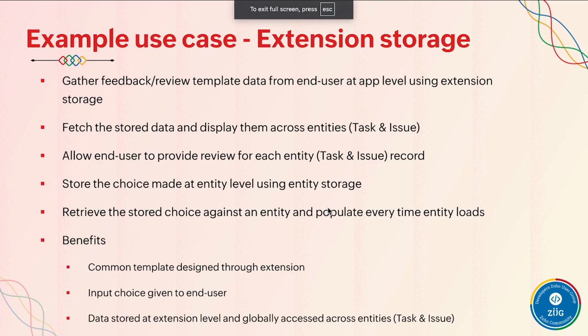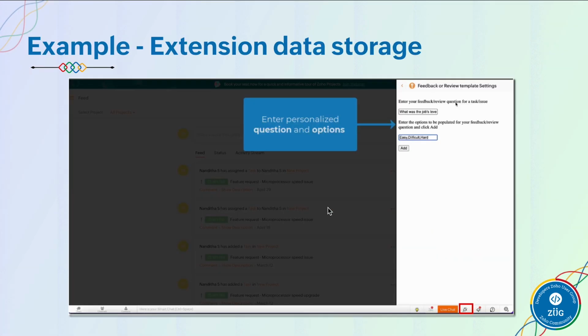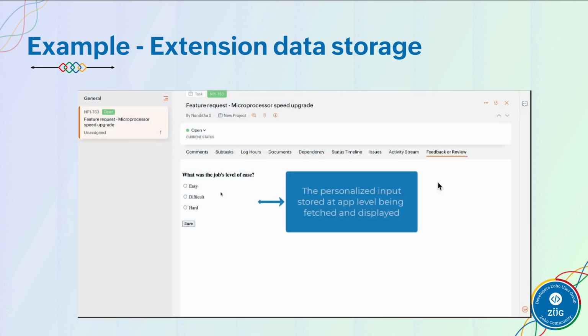The example that we've taken for extension data storage is the same real-time example that we saw in our earlier slide, where we were checking out the example for extension level data storage. The example is going to be this example only, where we are going to get the feedback question and the answer choices as an input from the end user itself, so that it can be stored at extension level, which can later be fetched in a task widget or any other widget location, so that it can be displayed in a Q&A format, or a choice can be provided as a feedback or review for that particular task.